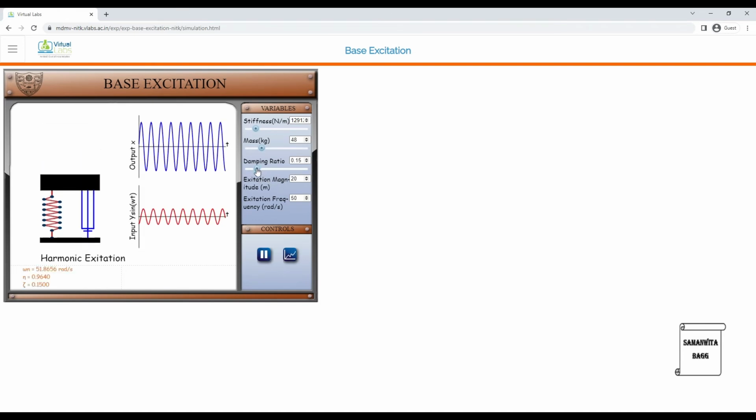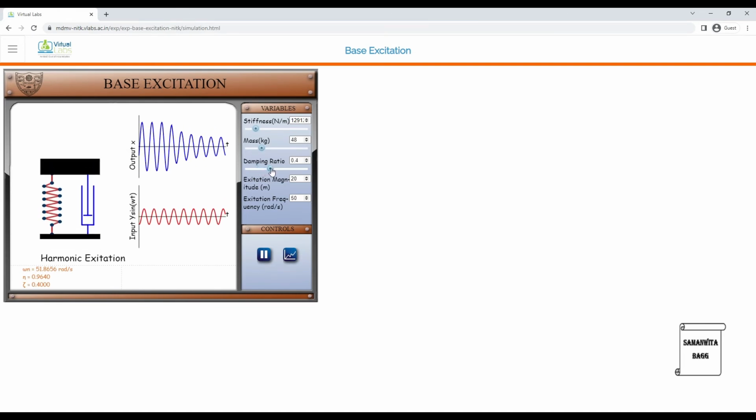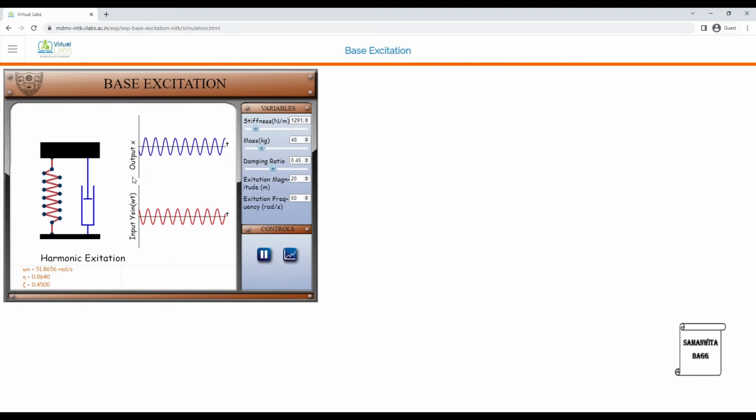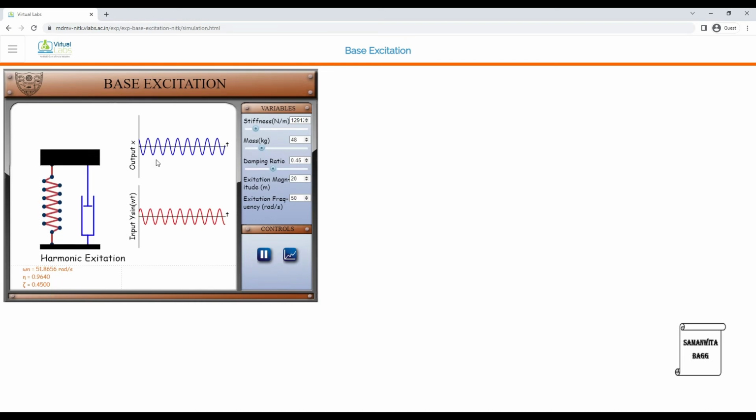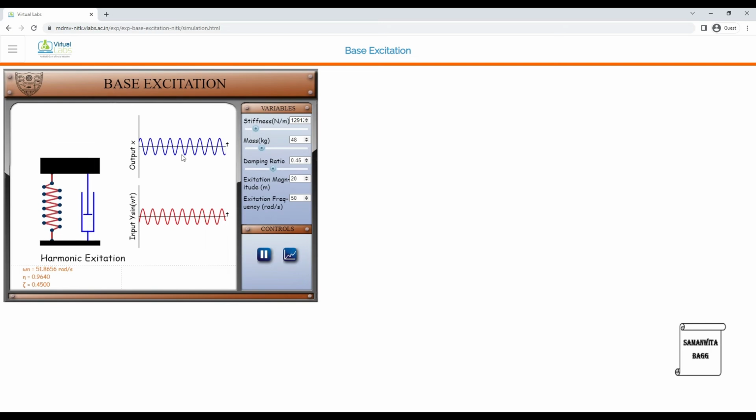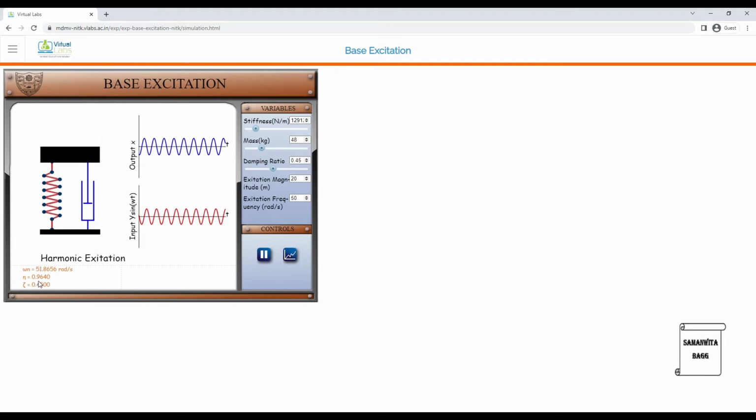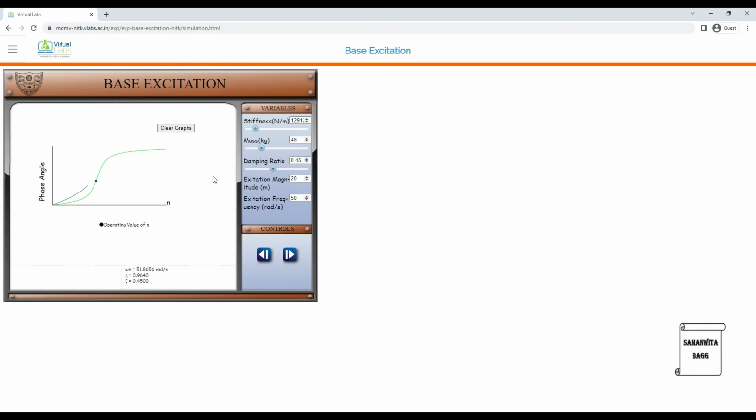Now we will change the damping ratio to more than 0.35 and less than 0.707. So let me set it to 0.45. So this is how it is going to now oscillate. You can see the damping has increased and so the output has also reduced. The displacement has reduced with respect to time. Here you can see eta is calculated and zeta value we have just provided. So we will see the graph for the second reading. This is the phase angle versus frequency ratio graph. And this is the transmissibility versus the frequency ratio graph.